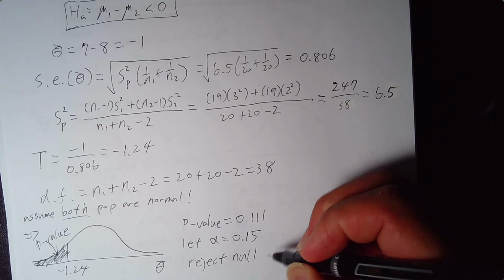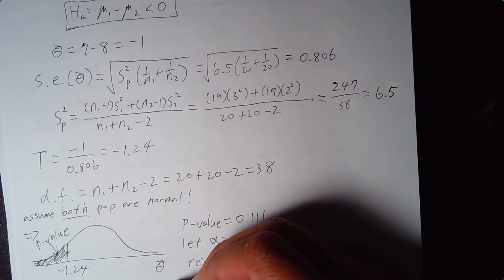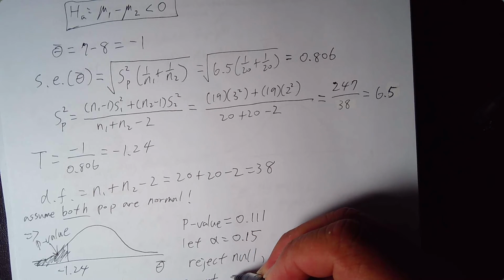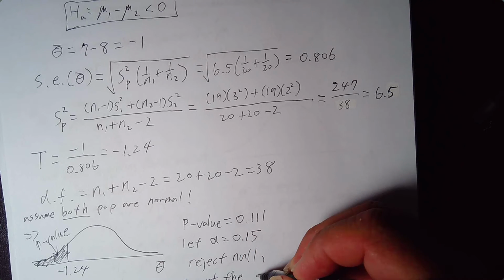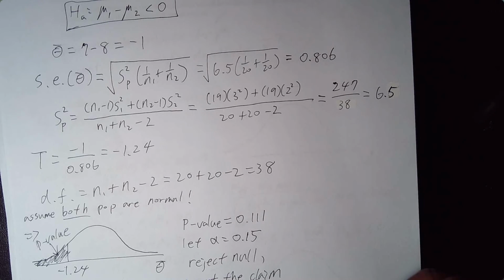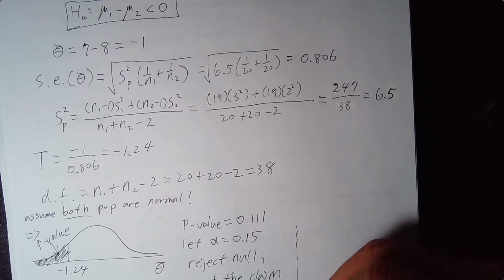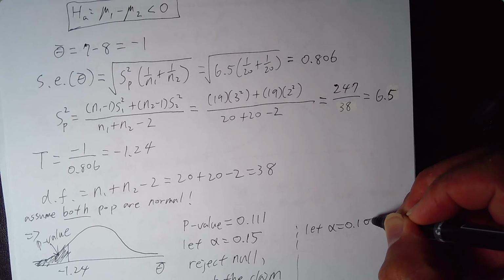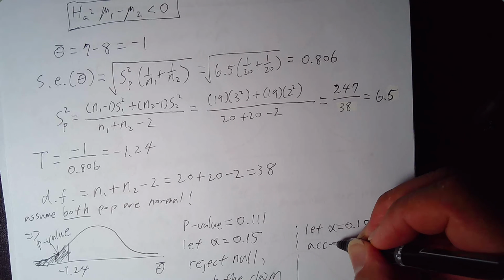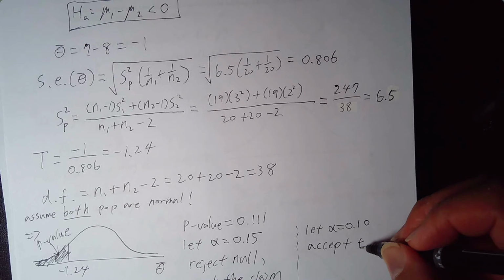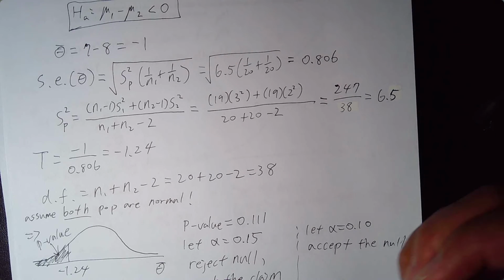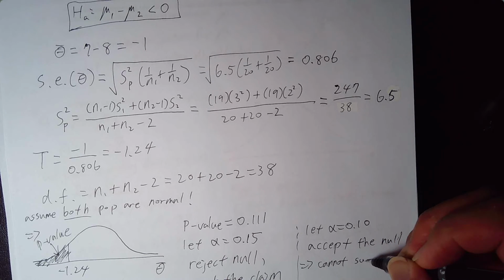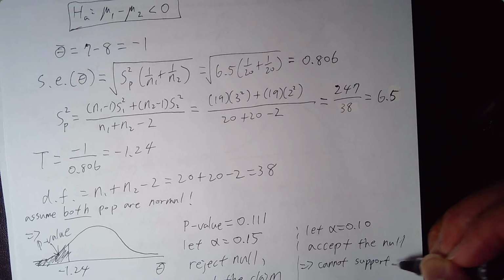So if we reject the null, then we can support the claim. Now, what if, suppose I let alpha equal 0.10? Then we accept the null. Right? Then therefore we cannot support the claim. So remember, that's our goal.